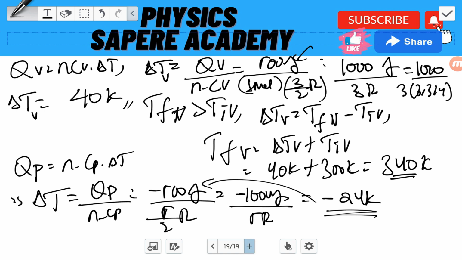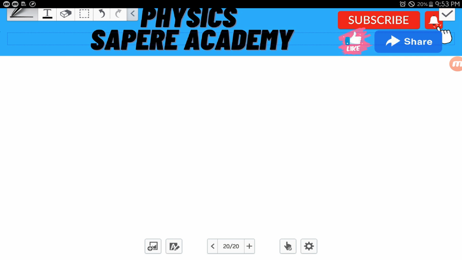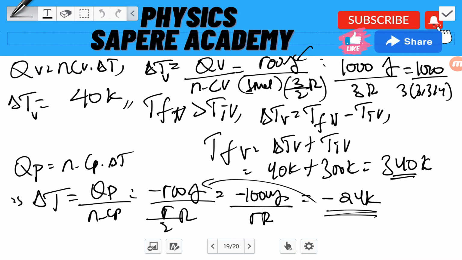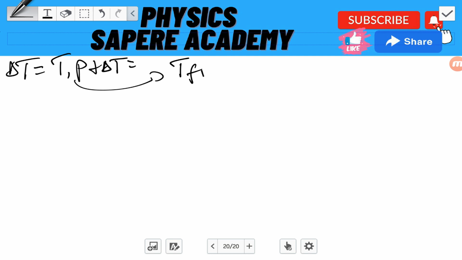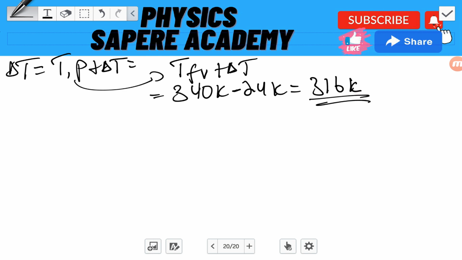Now that was at constant pressure, and the first was at constant volume. So from this, the change in temperature here must equal the final temperature minus the initial temperature. So the initial temperature I had is the final temperature at constant volume, plus the change now. The final temperature at constant volume was 340 Kelvin, and the change in temperature I found is minus 24, so subtracting 24 Kelvin gives 316 Kelvin. This is my final temperature.